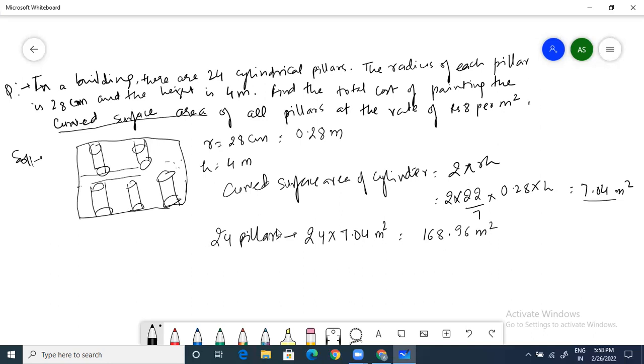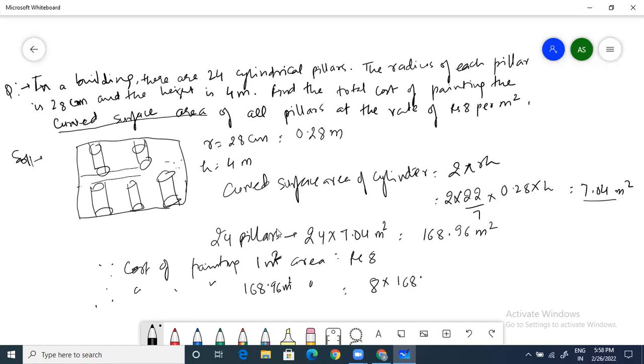Now we are given the cost of painting 1 meter square area. How much is it? Rupees 8. So since the cost of painting 1 meter square area is this, therefore the cost of painting 168.96 meter square area is equal to what? 8 into 168.96. Simple unitary method.